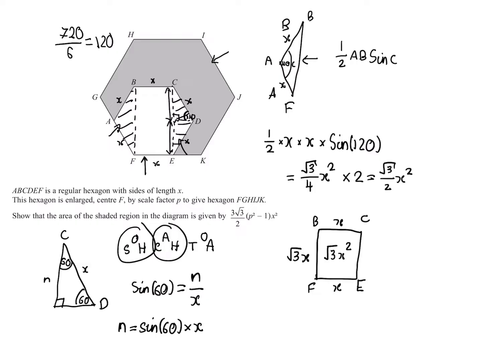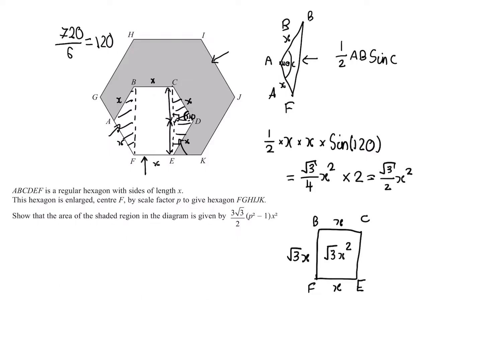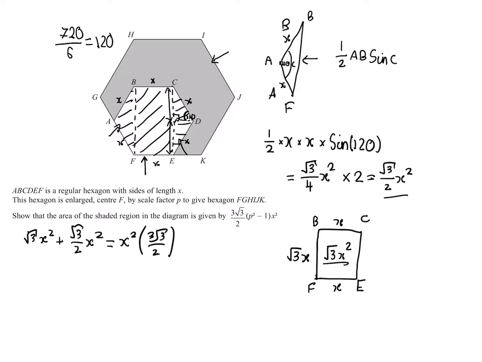So now let's just get rid of this. So we can find the area of this whole hexagon now by just adding up root 3 x squared and root 3 over 2 x squared. This is going to be equal to, we'll take x squared out as a factor. Then we have root 3 plus root 3 over 2, which is just 3 root 3 over 2. So now we found the area of this smaller hexagon. And we have the larger hexagon, which is being enlarged by scale factor p.